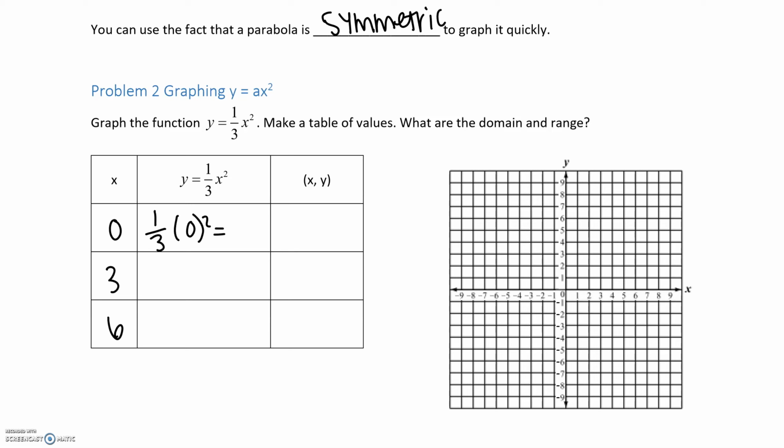Okay, so if I plug in 0 for my x coordinate, if I do 1/3 times 0, that's just going to give me 0. So our point would be (0, 0). So I'm going to graph that point on our graph.